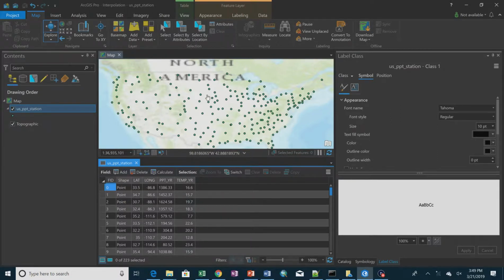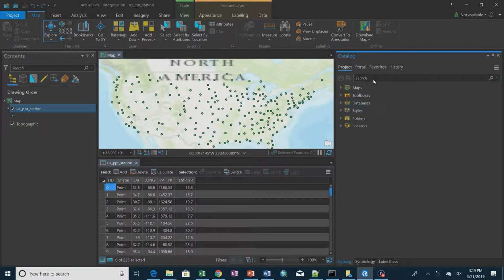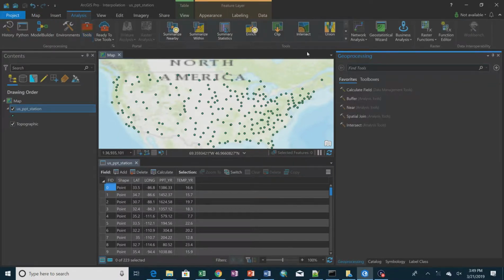Because of the curvature of the Earth, these two points and these two points are much different, although they appear almost the same, but this one's further north. The United States is not this much stretched out. So the first thing I should do is to reproject my data. So under analysis, tools, I'm going to type in project.